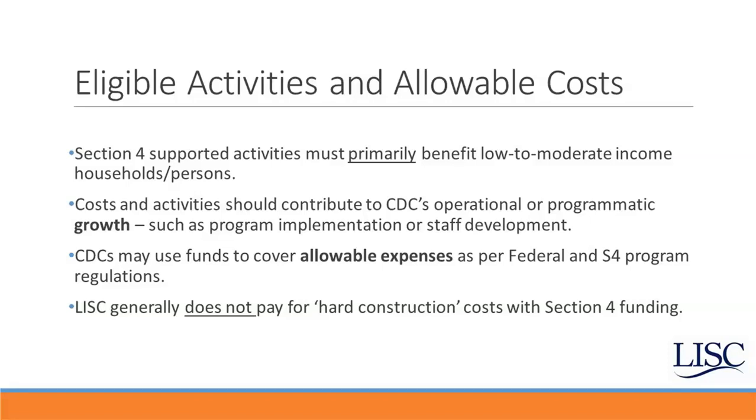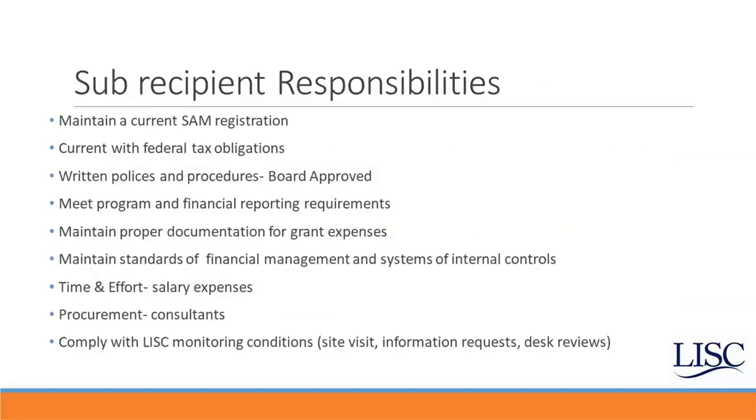And finally, LISC has a particular rule that we generally don't pay for hard construction costs, bricks and mortar construction costs, with Section 4 funding. And that's not a federal requirement. It's just because those kinds of costs trigger lots of other requirements that really bog down these capacity building funds, because they trigger environmental reviews and Davis-Bacon requirements and lots of things that we think take away from the capacity building purpose. So as a general rule, LISC does not pay for those kinds of costs.